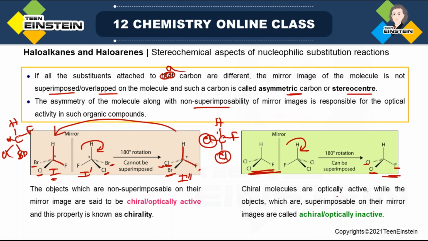So chiral molecules are optically active, while the objects which are superimposable on their mirror images are not optically active. They are achiral, which is the opposite term of chiral. Just add a before chiral, and optically inactive. Okay, is this clear? Should I repeat?